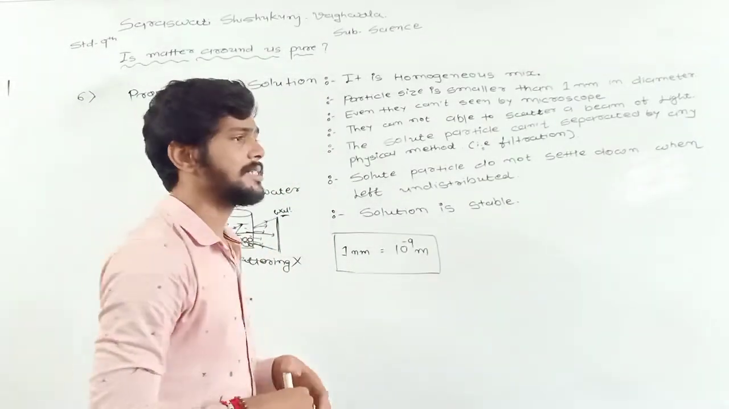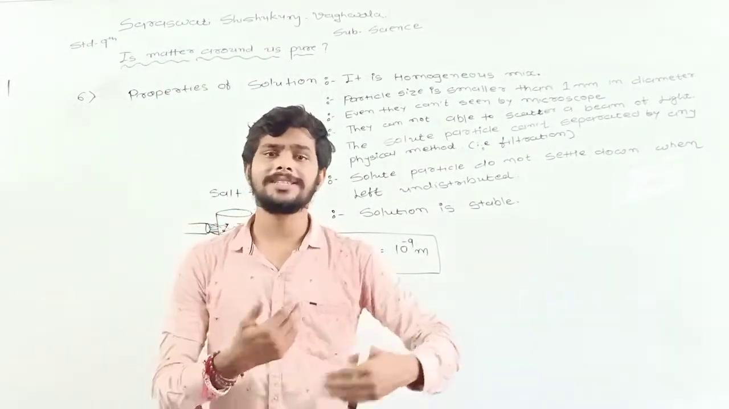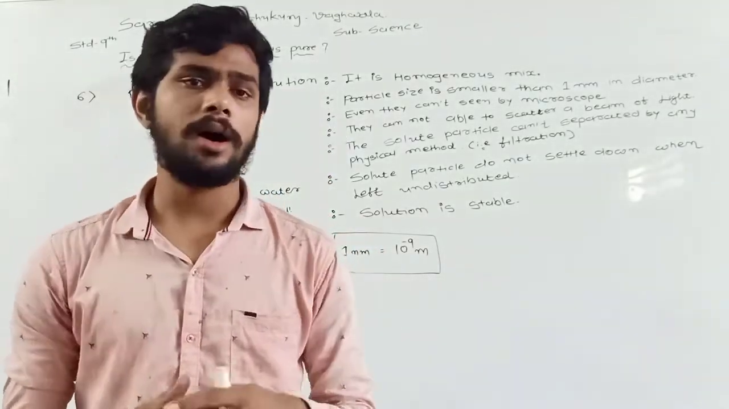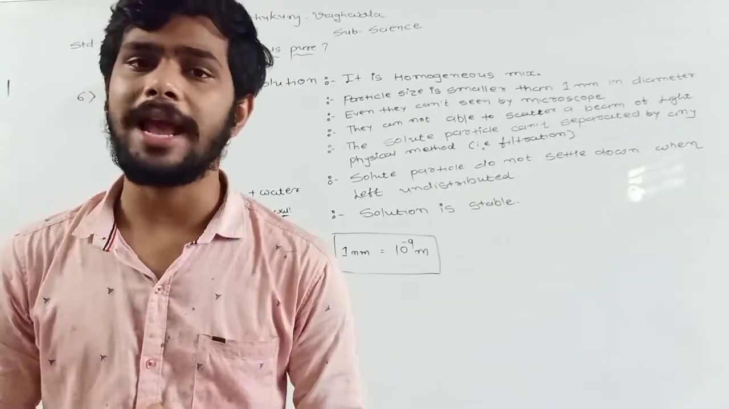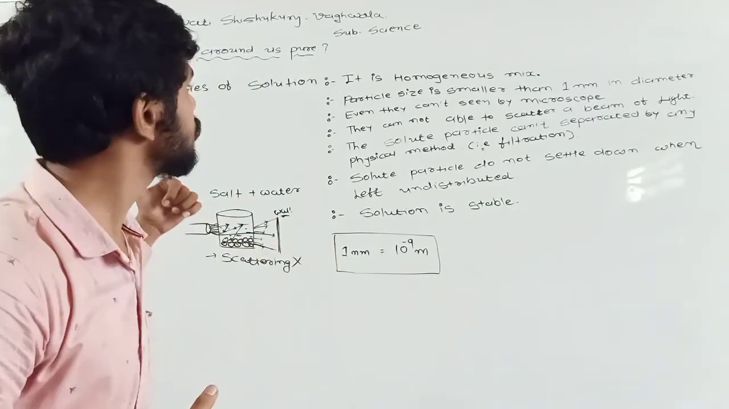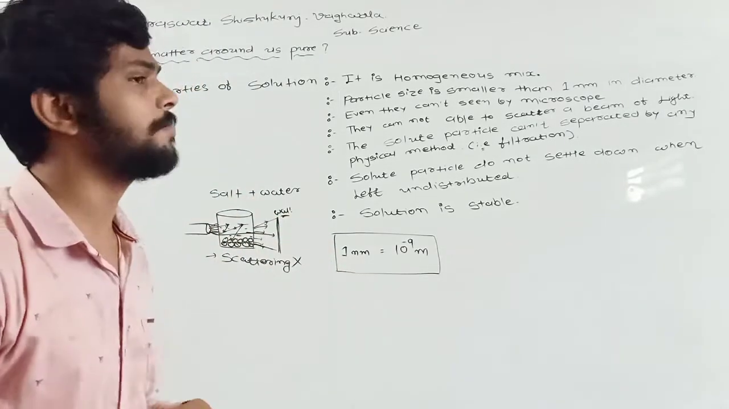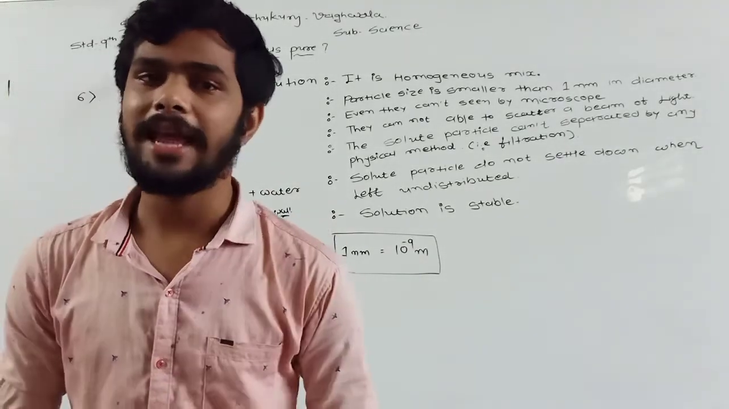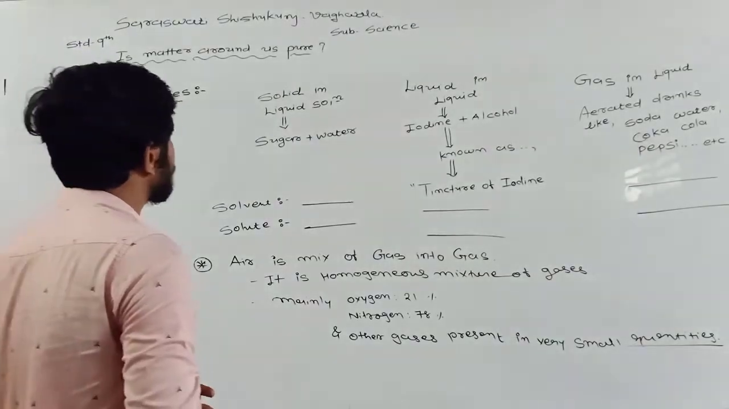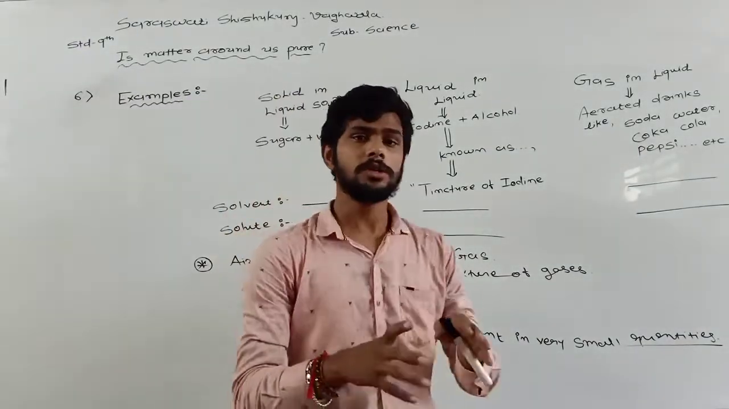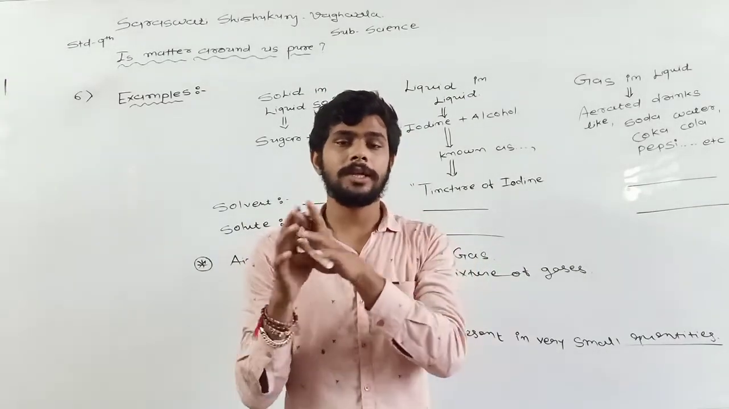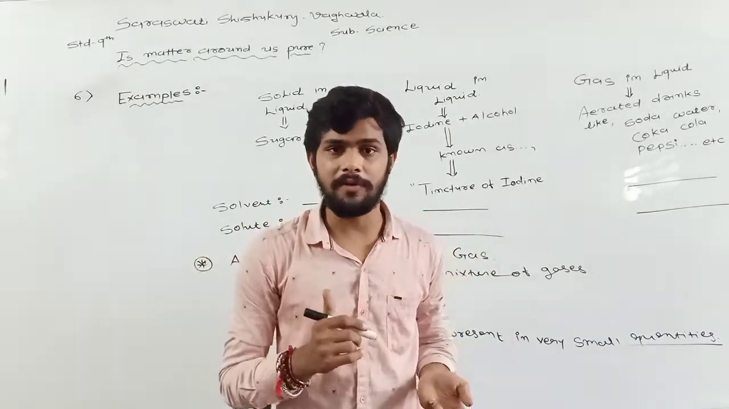So there are so many examples of the solution. So let us talk and discuss about some of the examples of the solution. But before we get to the examples, we have to clear this board, and then we go with the examples of the solution. Now let us discuss some of the examples of the solution. So we can say that there are three types of the solution. Suppose that the solvent is a liquid.